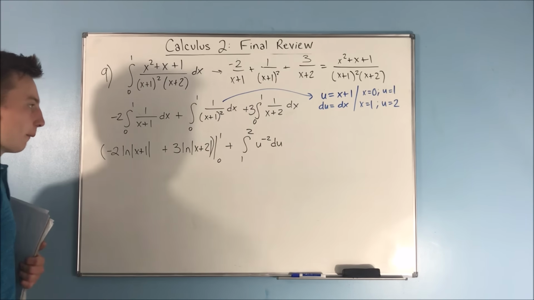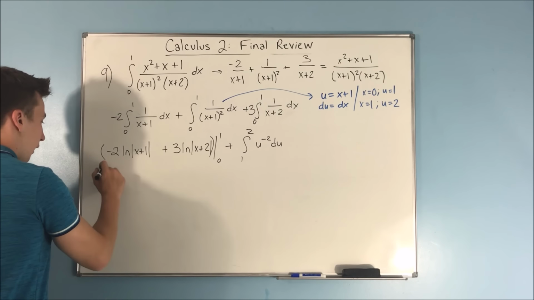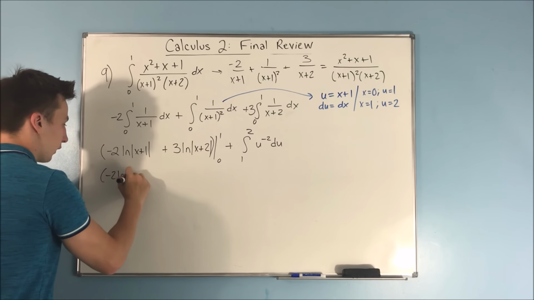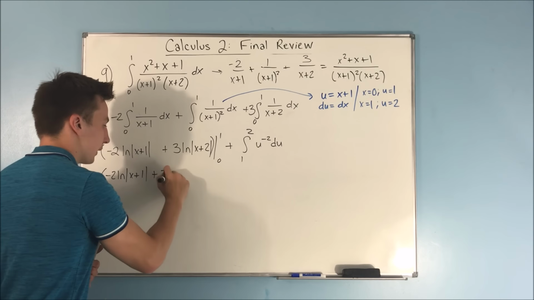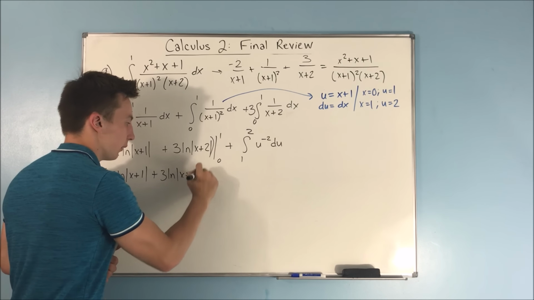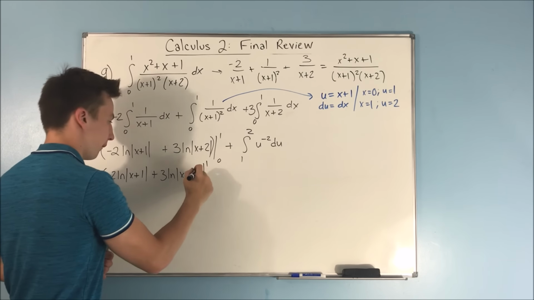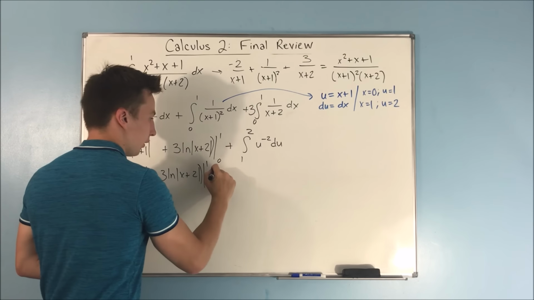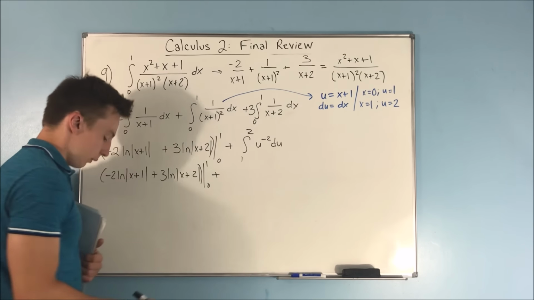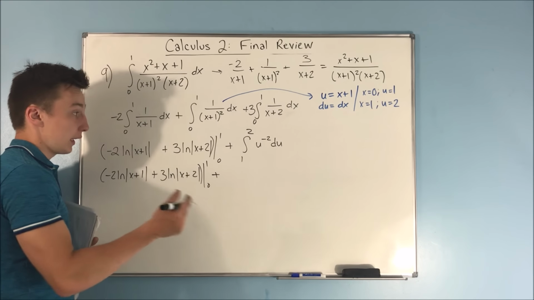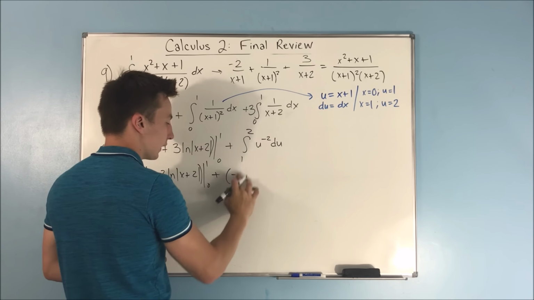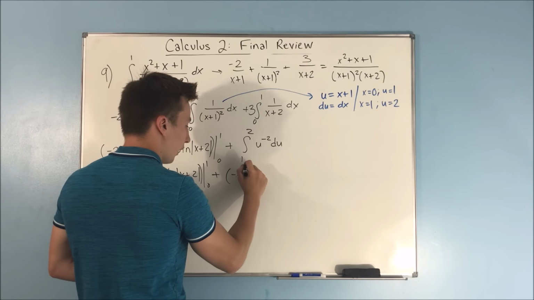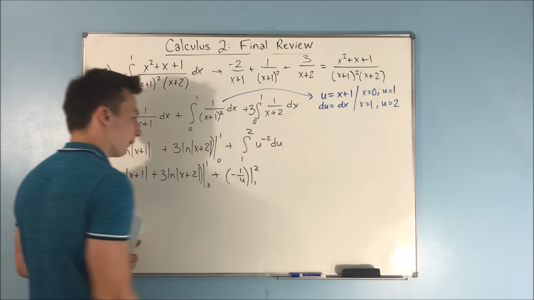Okay, so now we'll keep this as negative 2 times natural log of x plus 1 plus 3 times natural log of x plus 2 evaluated from 0 to 1 for now. And we will make this, well, this is now a negative u to the negative 1. Or you can write this as negative 1 over u. And that will be evaluated from 1 to 2.